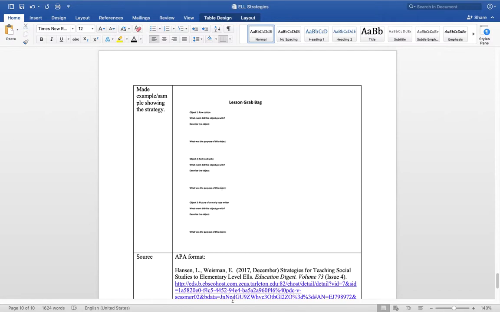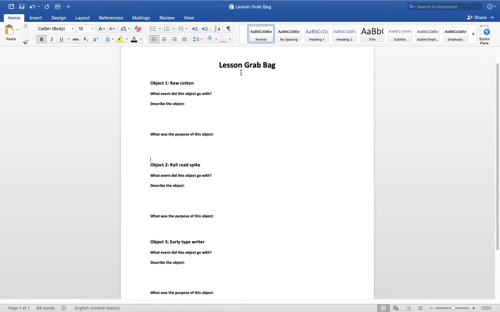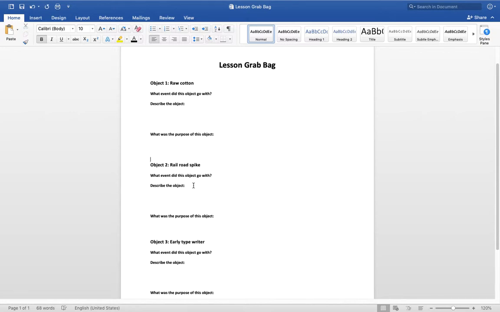My example is a worksheet I created, and it's just titled "Lesson Grab Bag" right now, but it could change with the lesson. Going over major inventions and key things in industrialization, students could be filling this out during or after passing around objects and doing the grab bag. I just made some examples here.